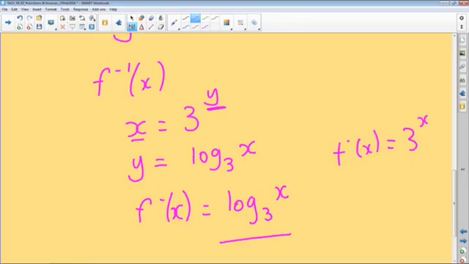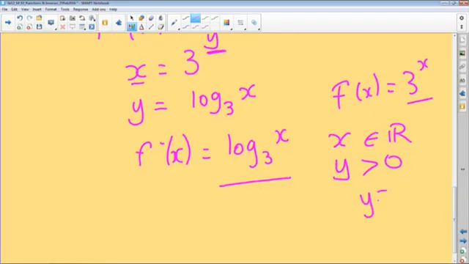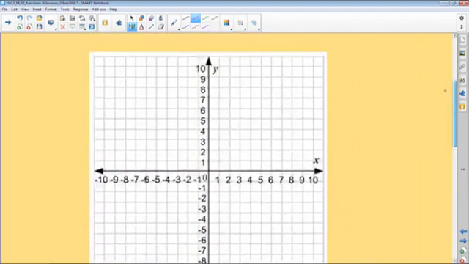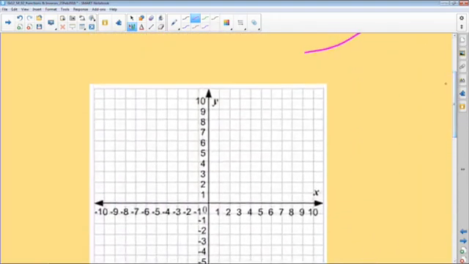Some other points about f of x is equal to 3^x. We know that the domain of that is x is an element of real numbers. Y, your range, is greater than 0, but y is not equal to 0. So what you'll see is in your exponential functions, your x-axis is an asymptote. So it's a line that the graph never really touches.